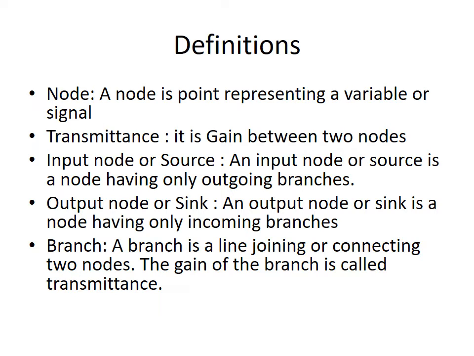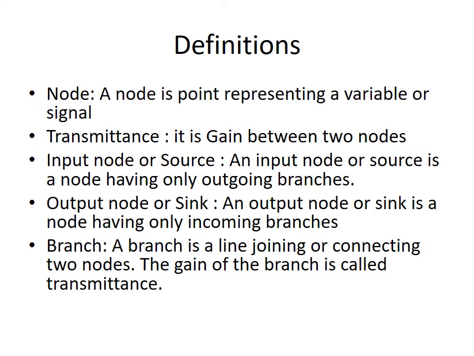So if you are having, for example, node 1 and node 2, in between node 1 and node 2 you may be having a gain of G1. That is called a transmittance. And the next notation is input node or source. An input node or source is a node having only outgoing branches. So from that input only outgoing signals will be there. Such a type of node is called an input node.